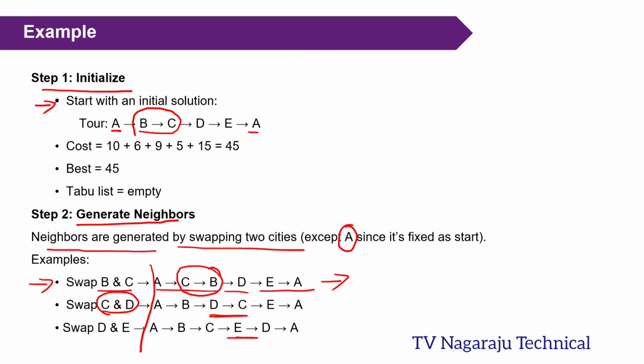In the first neighbor, the swapping of B and C. Second neighbor, swapping of C and D. Third neighbor, swapping of D and E. Now calculate the cost of each and every one.